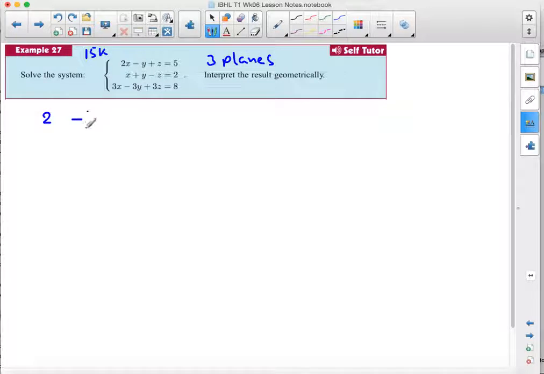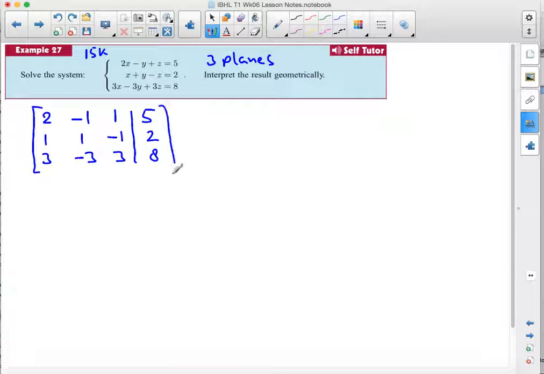So what we do is we set up the augmented matrix: 2, -1, 1, 5. We detach the coefficients, that's how it's called. 1, 1, -1, 2, and 3, -3, 3, 8. Here's our augmented matrix, which we can solve by finding the reduced row echelon form on the GDC.